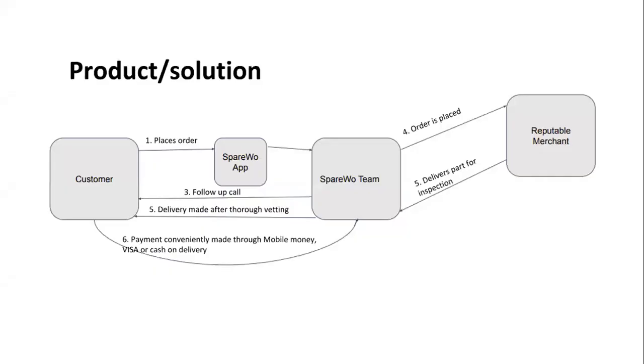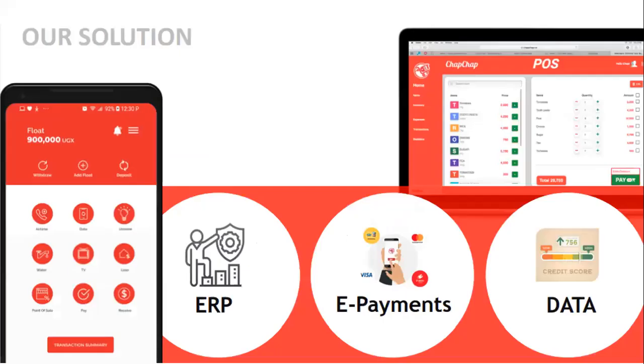This one, his product is a platform, so he shows you how it works. Then this one also shows his product is a platform, so it shows you how it works or the things it entails. So that is how your product, service, or solution slide should look like.